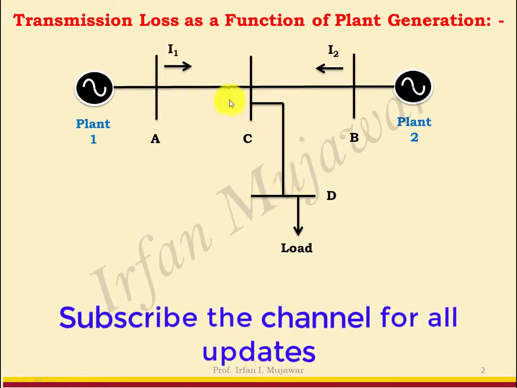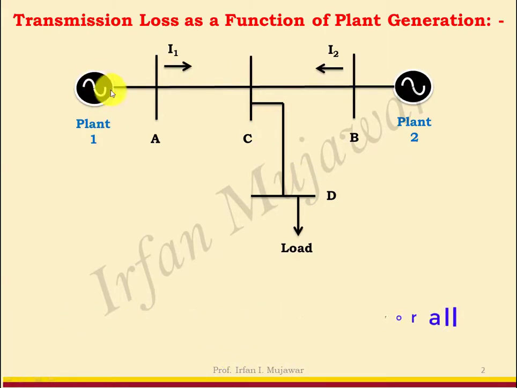So there are basically three transmission lines: between bus A and C, between bus B and C, and between bus C and D. The current that is supplied by plant 1 is I1, whereas the current supplied by plant 2 is I2. Now these three transmission lines AC, BC and CD will have some resistance. So therefore when current flows through these transmission lines there will be power loss. And we need to express that power loss in terms of plant generation P1 and P2.